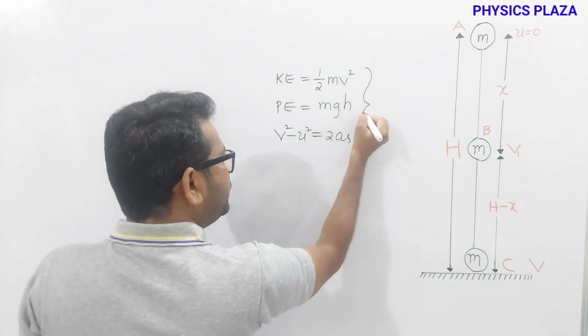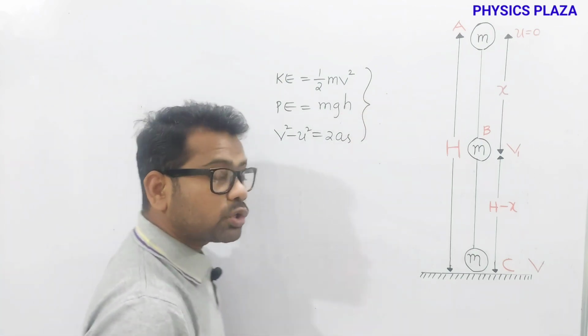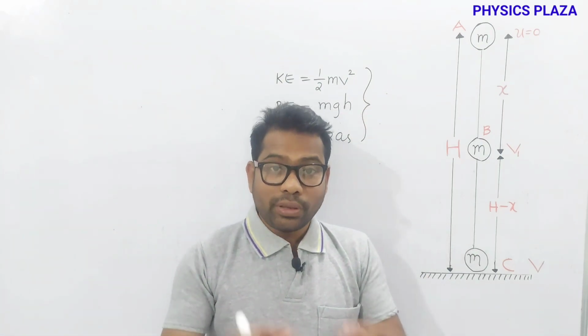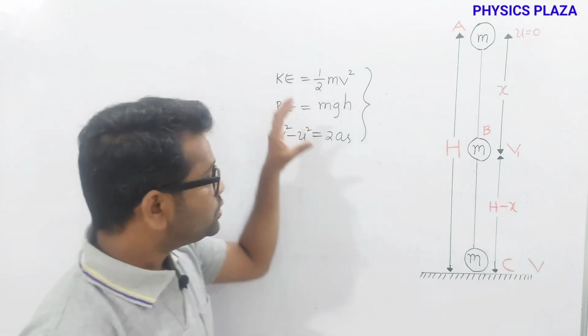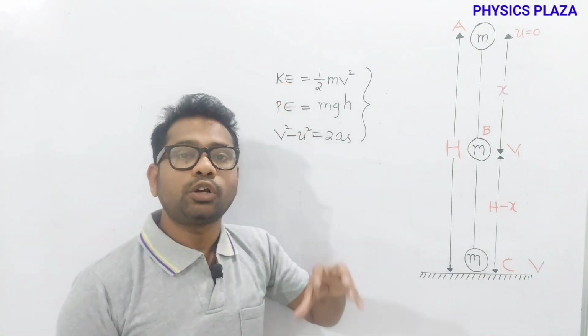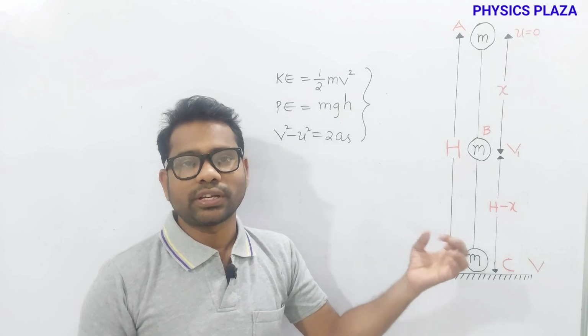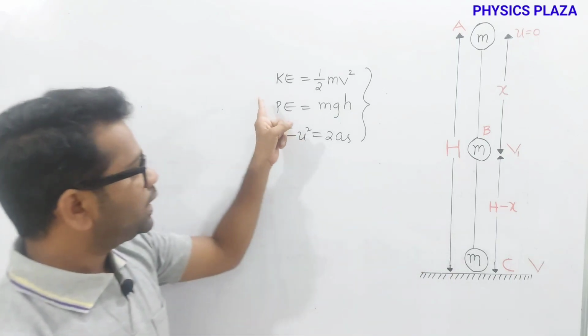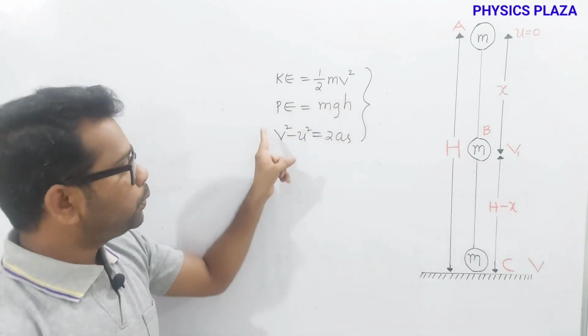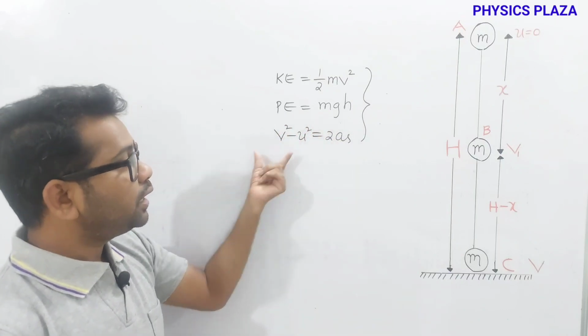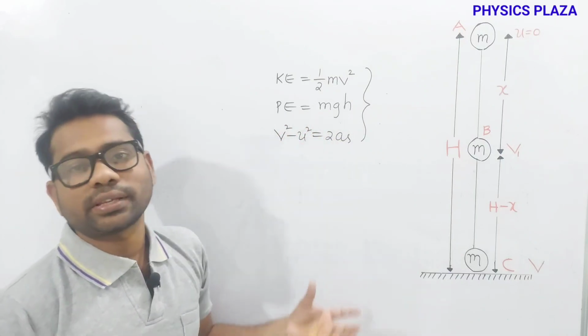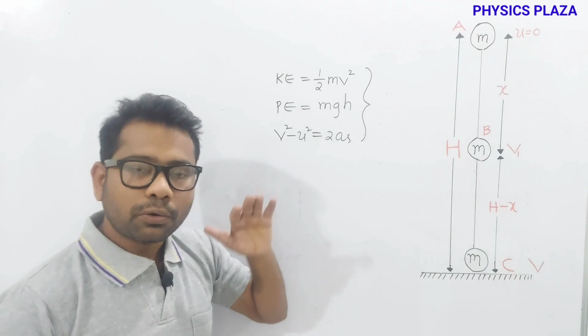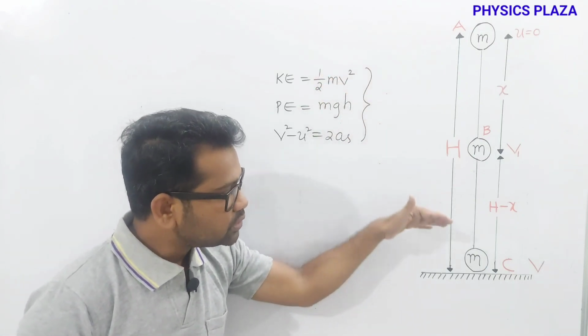Children, these 3 formulas are very important. Of course, we must know them, because we are going to use these 3 in order to prove the law of conservation of energy. Am I clear, children? Kinetic energy formula is half mv square, potential energy formula is mgh, and v square minus u square is equal to 2as. With these 3 formulas we are going to prove the law of conservation of energy.